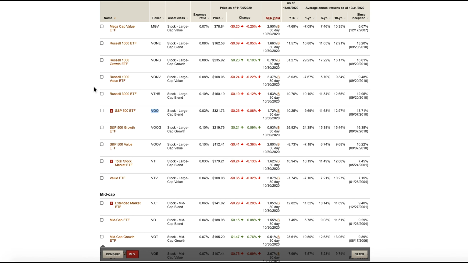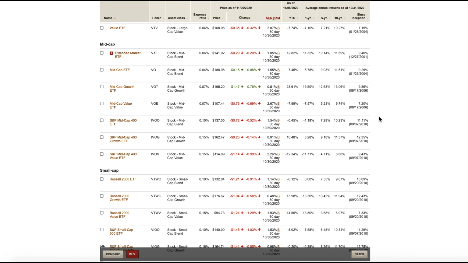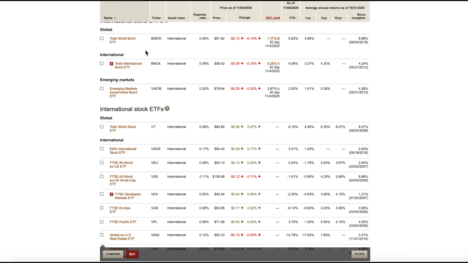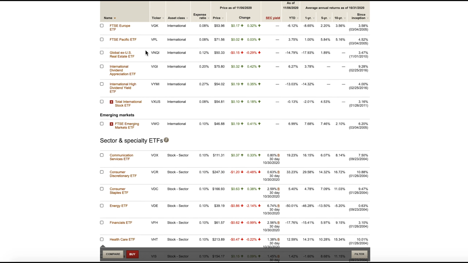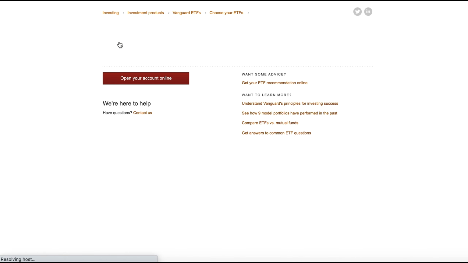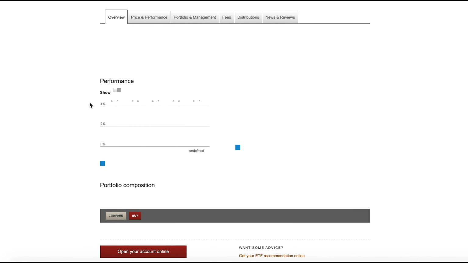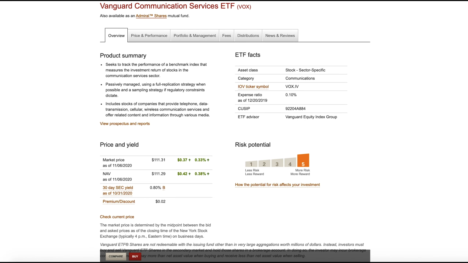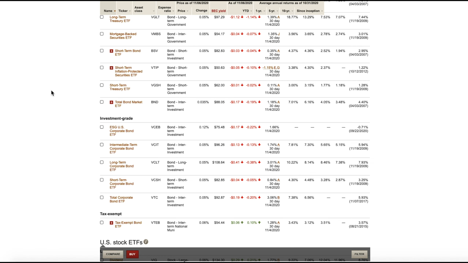But if you keep scrolling down, you'll see that they do break it up nicely into different categories. So we have mid cap, small cap, international, and then if we scroll all the way down to the bottom, they're going to have different sectors. So what this is, is groups of stocks in particular sectors. So for example, this financials ETF is going to have different banks and credit card companies in there. If we click on this communication services one, this is going to have things like Verizon, AT&T, probably Google's in there as well. But let's go ahead and go back and we will look at VTI as our example.